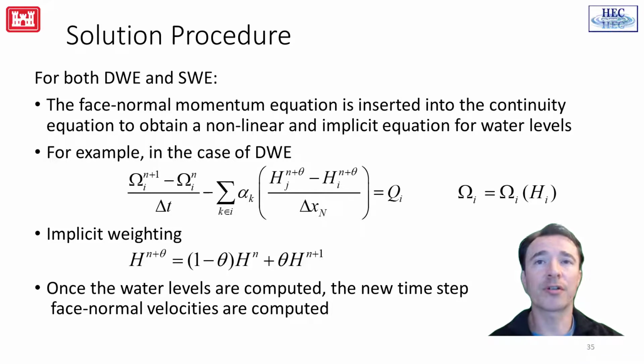The solution procedure goes as follows. For both the diffusion wave and shallow water equations, the discrete form of the phase normal momentum equation is inserted into the continuity equation to obtain a nonlinear and implicit equation for water levels. For example, in the case of the diffusion wave model, it looks like the first equation. The subscript n plus theta indicates the implicit weighting, where the theta is the implicit weighting factor. Because the cell water volumes are a function of the water level, the equation is solved iteratively. Once the water levels are obtained, the new time-step phase normal velocities are computed with the discrete form of the momentum equation.